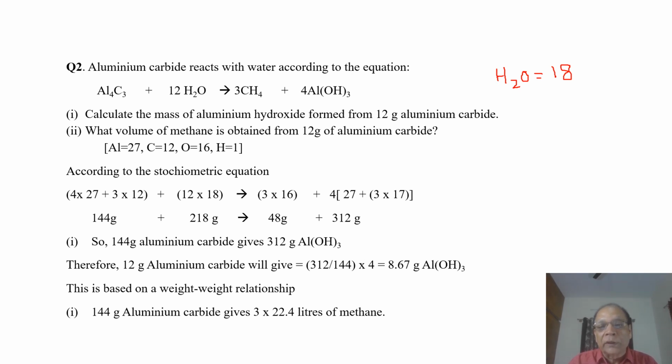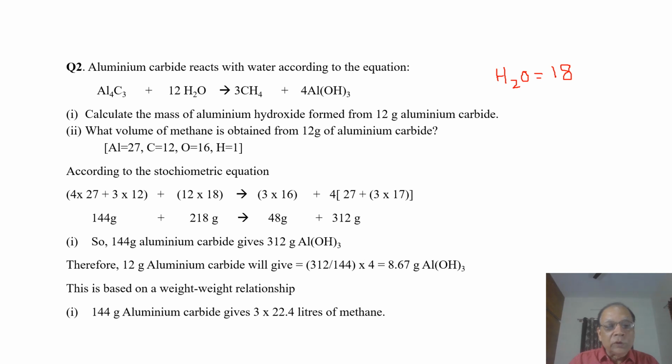And similarly, 4 into 27 plus 3 into 17, which is 312. 3 into 17, because 16 plus 1 is 17 here. So we have 312 grams of aluminium hydroxide formed. This is if 144 grams of aluminium carbide reacts completely with 216 grams of water, and these are the results: 48 grams methane and 312 grams aluminium hydroxide.